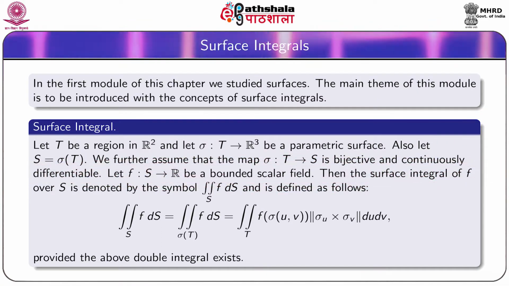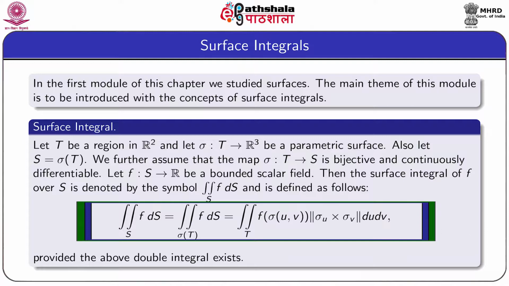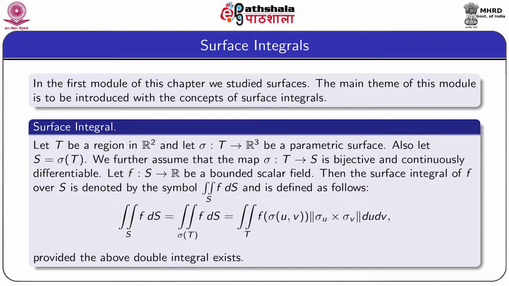Then the surface integral of f over S is denoted by double integral f ds and is defined as follows. Surface integral of f over S is equal to double integral over T f sigma uv norm sigma u cross product sigma v du dv, provided the double integral under consideration exists.